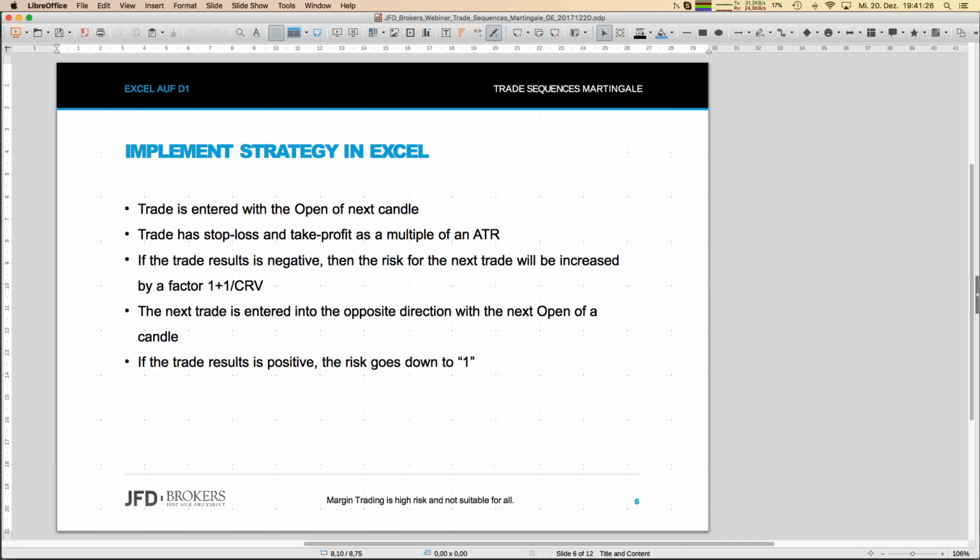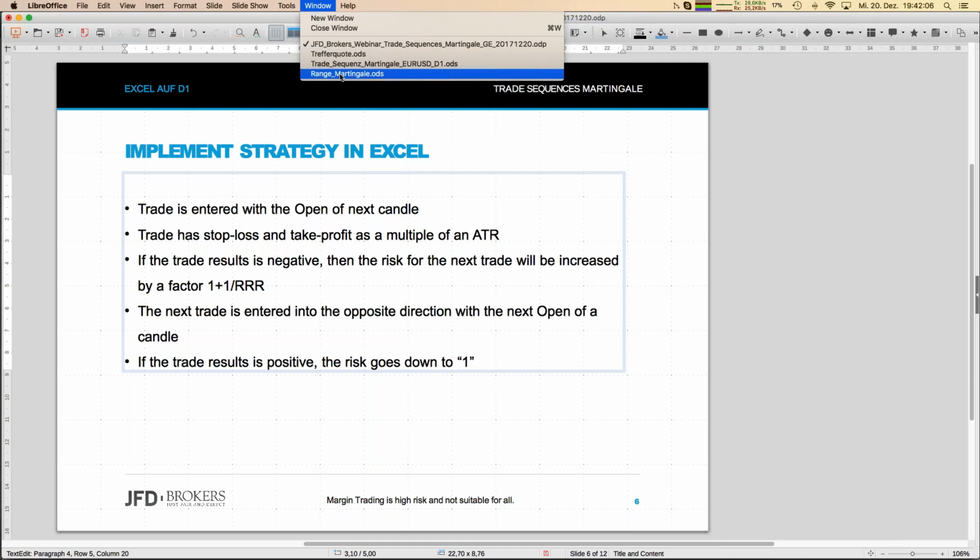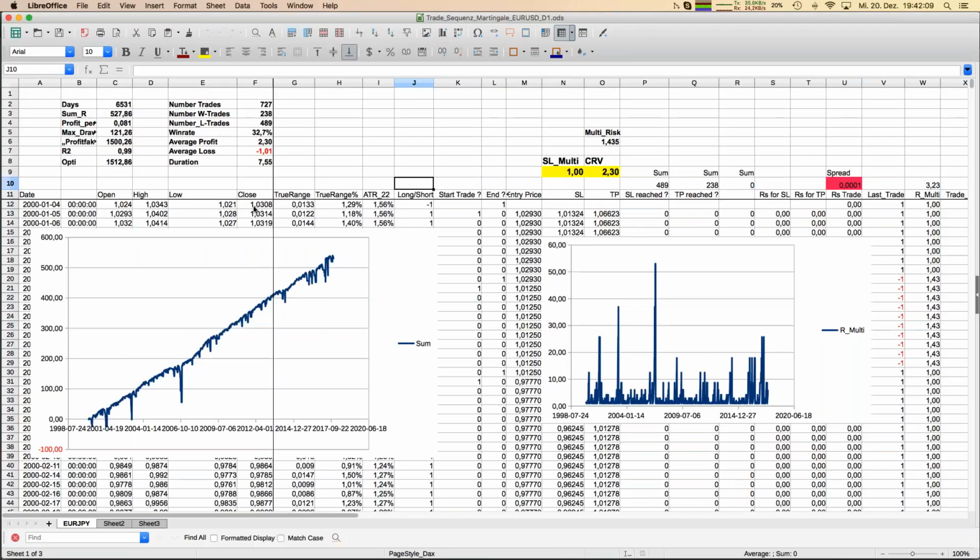Then, if our first trade is negative, then we increase the risk for the next trade. And by that kind of factor, I have to change to English, risk-reward ratio. And that's what we do. The next trade is opened with the open of the next candle. That's the rule. And we, once again, place a stop loss, we place our take profit, and so on and so forth. Finally, if the trade is positive, then our risk goes down to our original value. Let's call it 1. That's all.